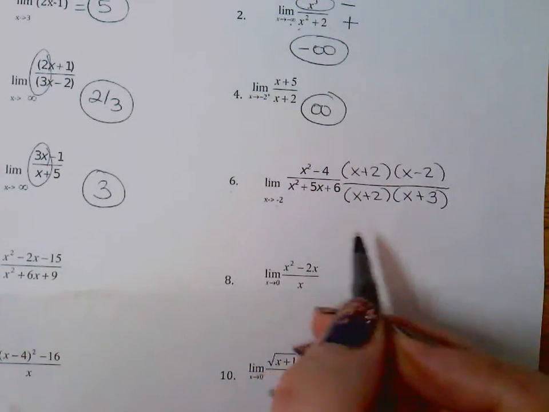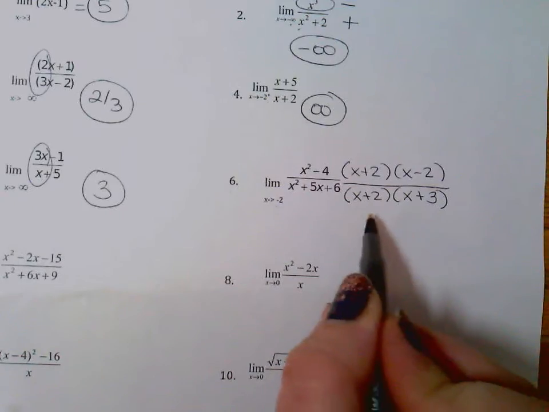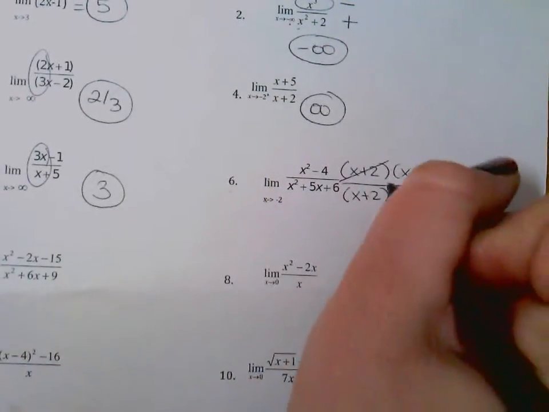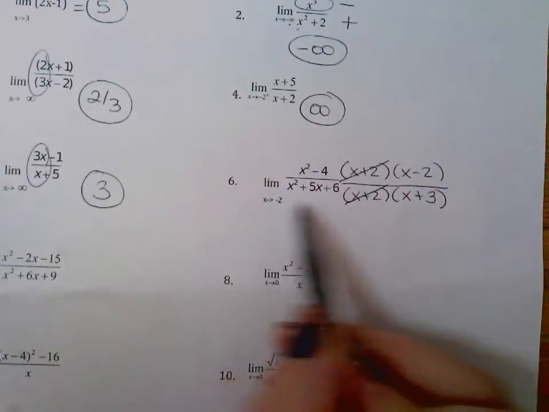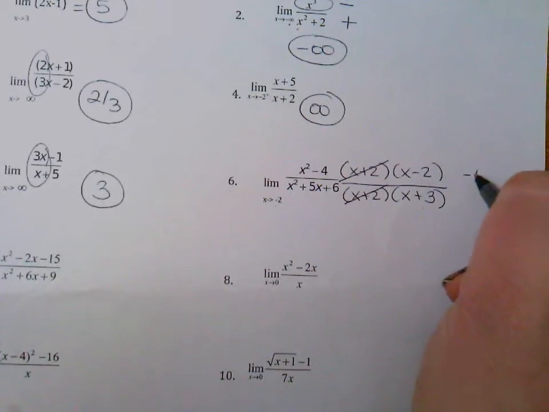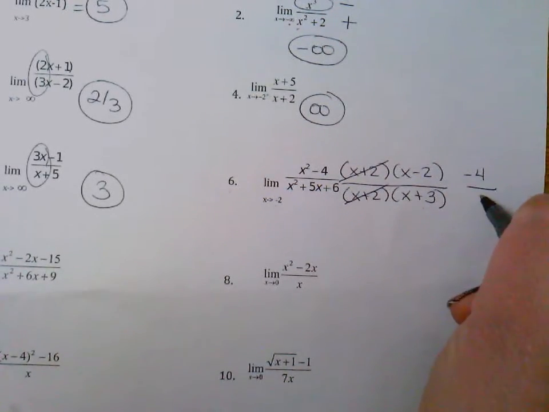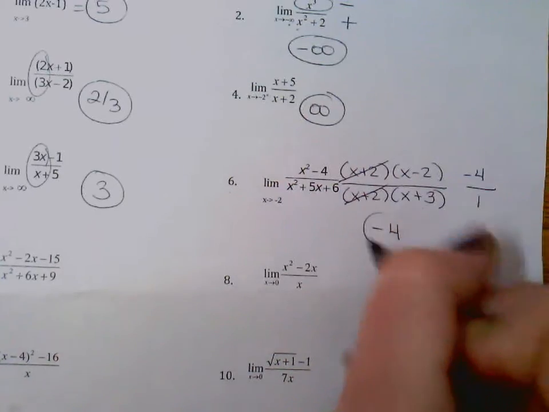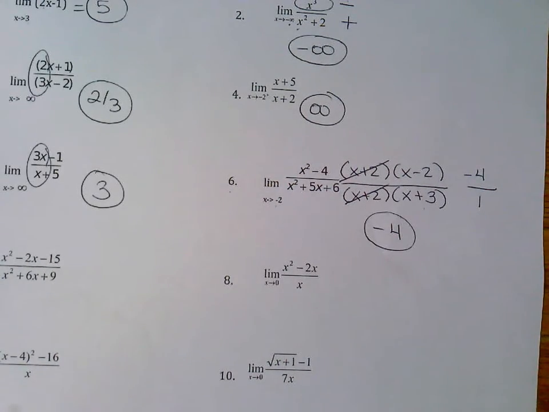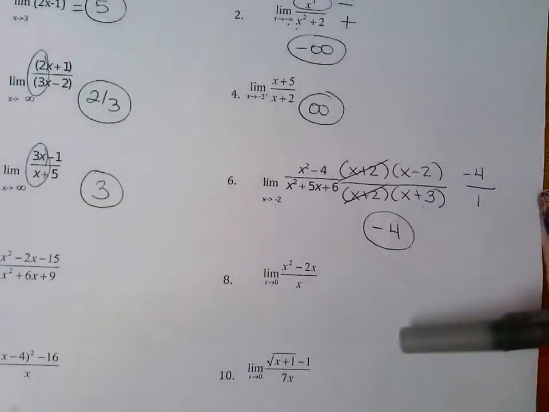So I was looking for the factors of 6 that added up to 5. 3 times 2. See how those x plus 2's nicely cancel? Now I can plug -2 in. I get -4 divided by 1, so my limit is approaching -4. So if you can't plug something in, you need to see if you can factor and cancel.